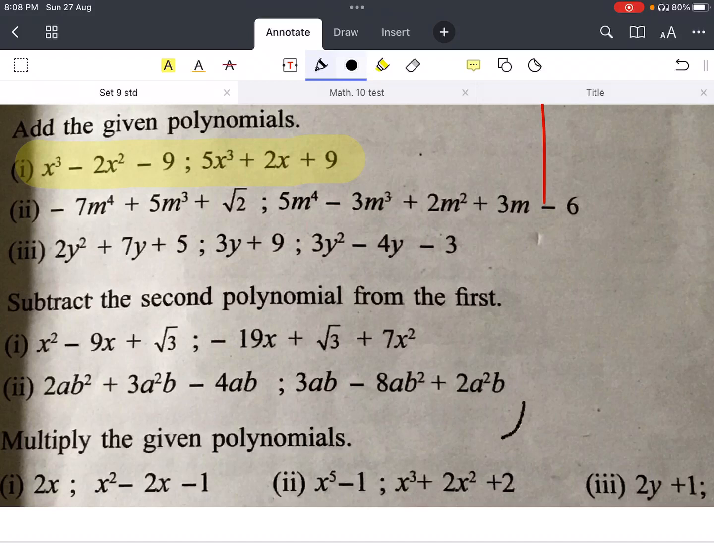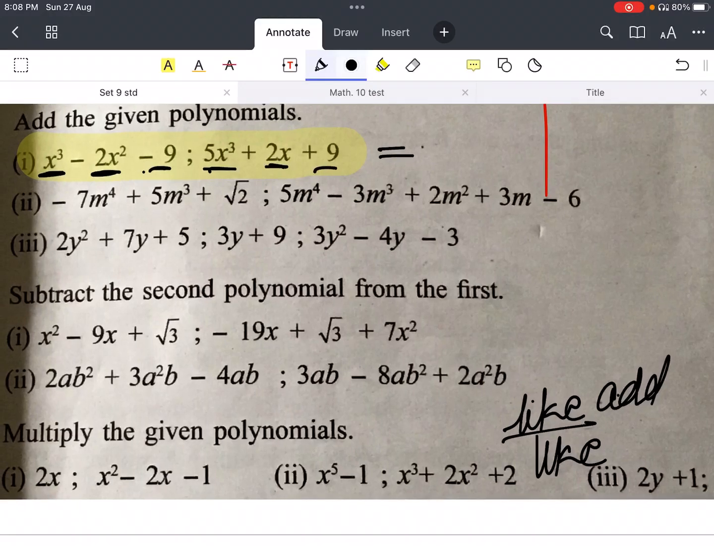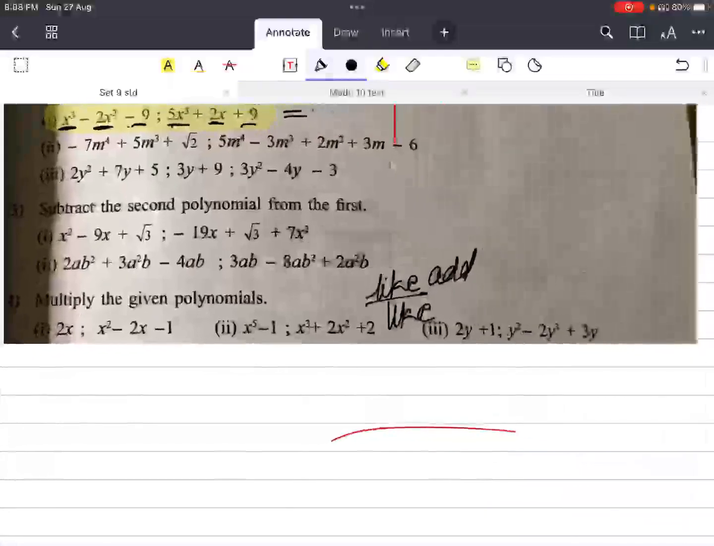So what is the short trick? Like terms add with the like terms. Always keep in mind, like terms add with the like terms. Let's observe this x cube, x cube. The x square term is missing, and x is missing in the first equation. So we will write it as it is, and the number is there. Just write down the equation like that.